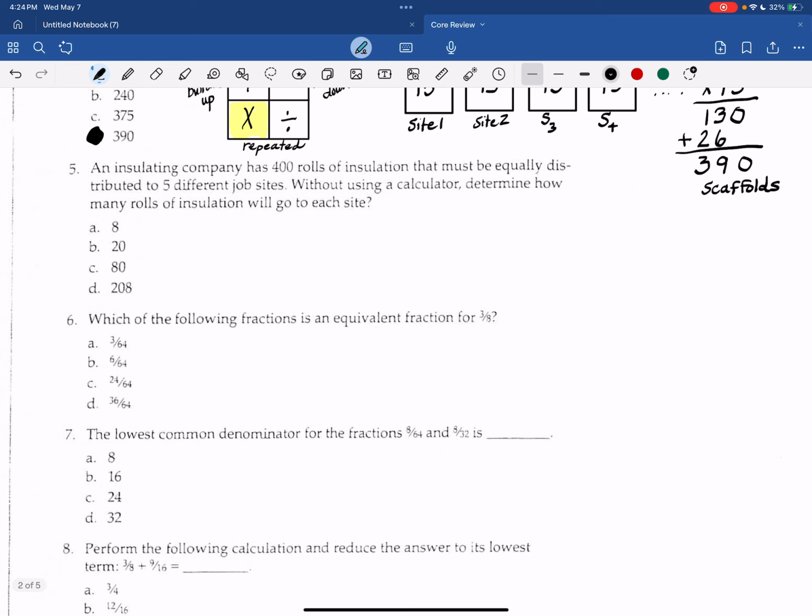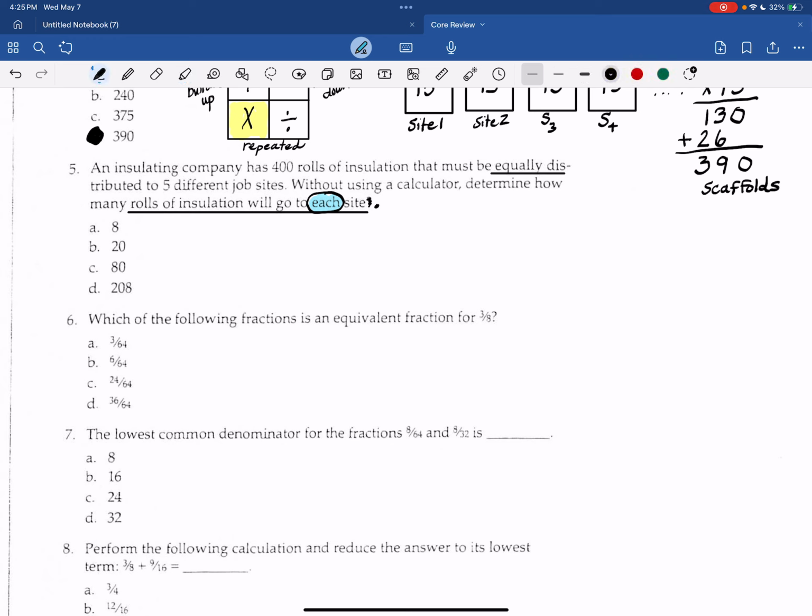An insulating company has 400 rolls of insulation that must be equally distributed. That word equally gets my attention. To 5 different job sites. Without using a calculator, determine how many rolls of insulation will go to each site. That should not be a question mark. That's a statement or a command. So how many rolls each site? If there is a keyword in the question, you need to notice that. That one is telling me I need to divide.